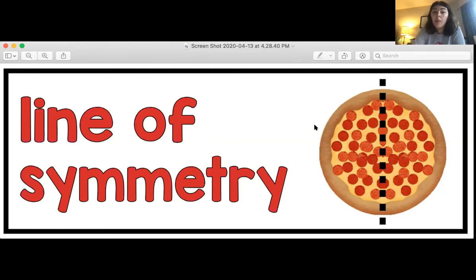Another animal that is symmetrical is the butterfly. When you think about the wings of a butterfly, they're the exact same on both sides. So if there's a circular shape on this side, there has to be one in the same place on this side. And shapes have lines of symmetry as well, and that's what we're going to talk about today.